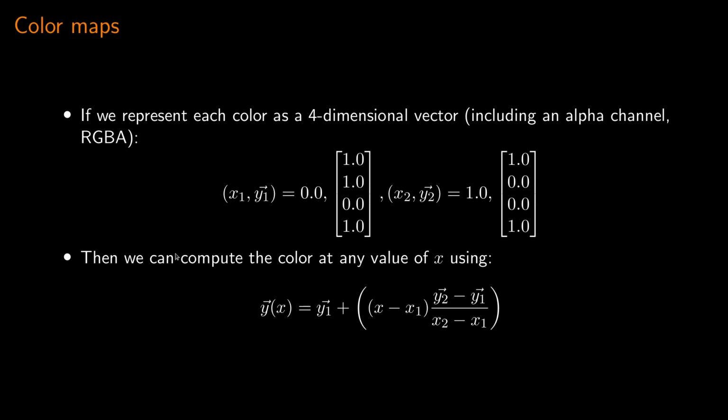And then actually it's really simple to compute the color at any value of x using simply this. So the vector y of x is equal to the vector y1 plus simply x minus x1, multiplied by y2 minus y1 divided by x2 minus x1. And that is very simply the formula for linear interpolation, nothing fancy going on, except that we're using vectors, but representing it this way is just quite straightforward because it means we deal with all the RGB and A values all in one go. So that's it. That's pretty much all that we need to implement in order to do color maps.